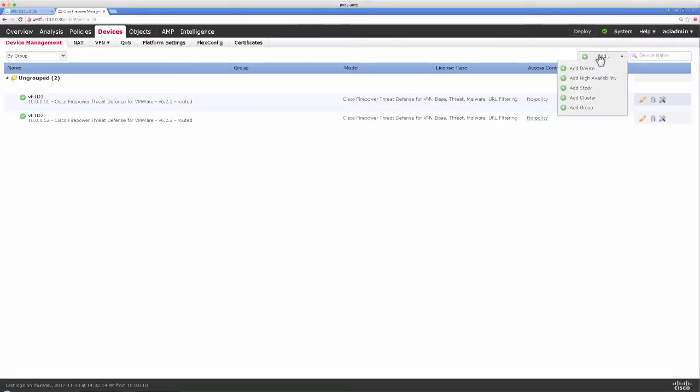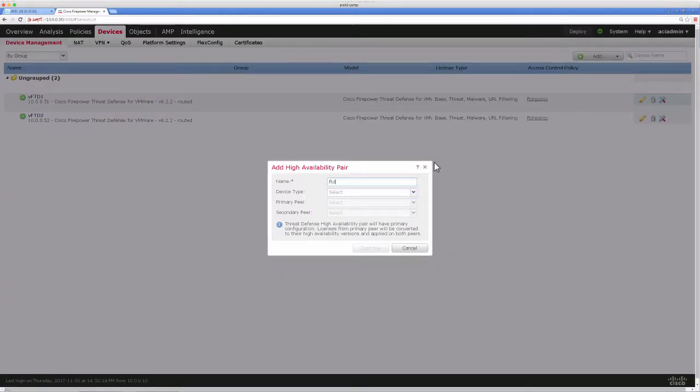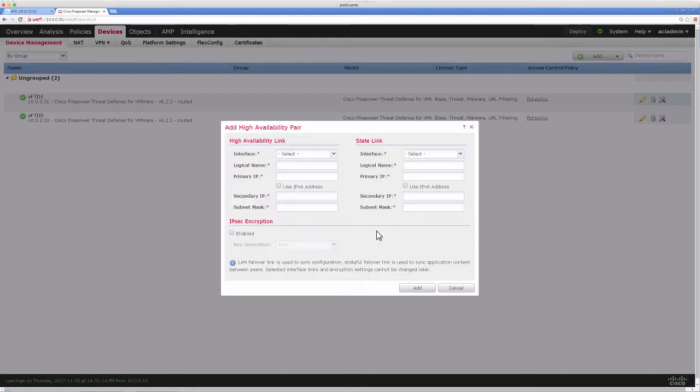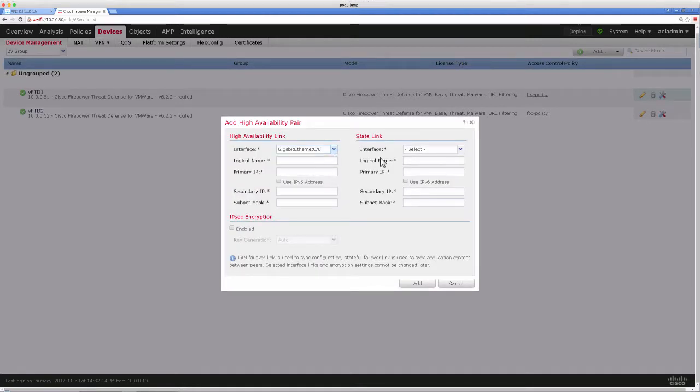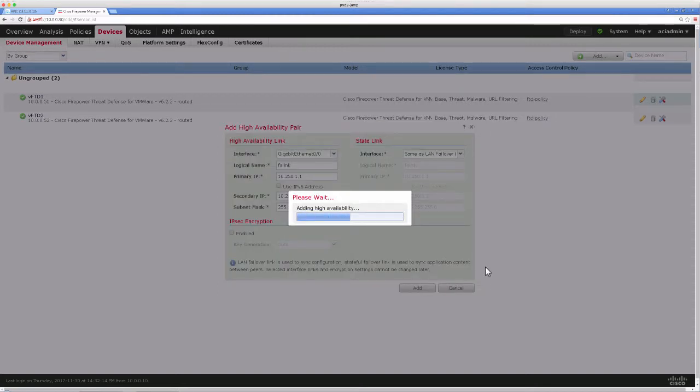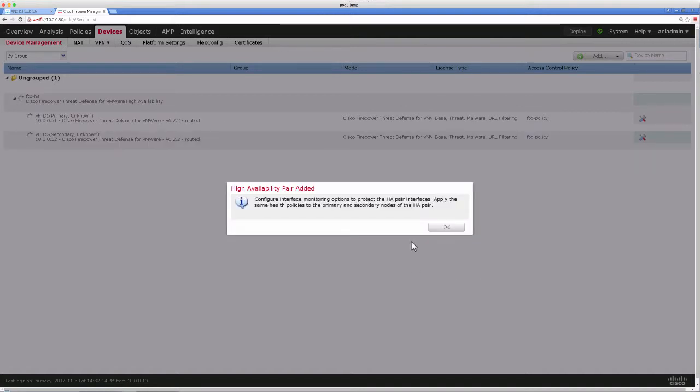If we take a look at our FMC, we have two FTD instances registered. We will create a high availability pair and fill out our failover link to be GIG00. Then the logical interface and the primary and secondary unit IP addresses, as well as the mask for both. At that point, we can let FMC form the pair together.